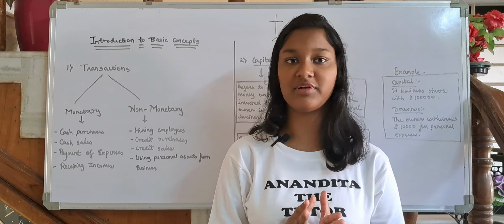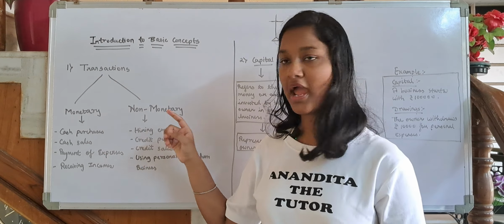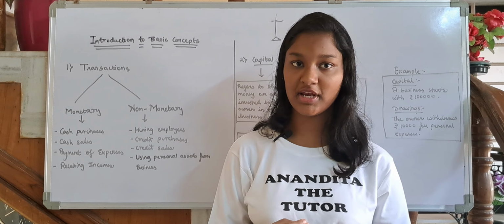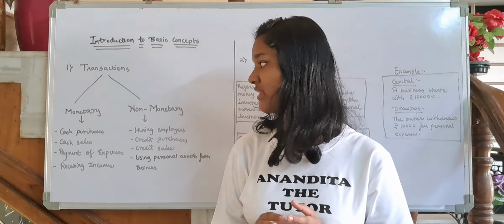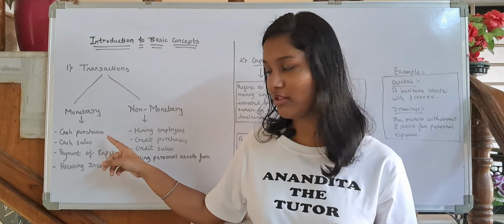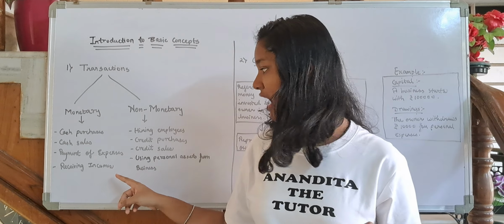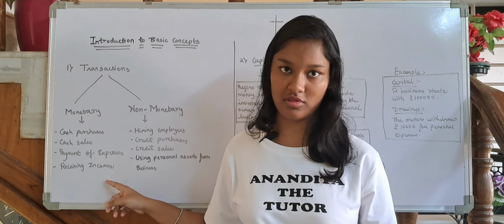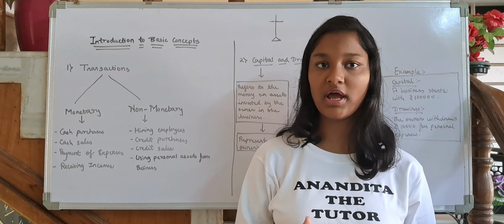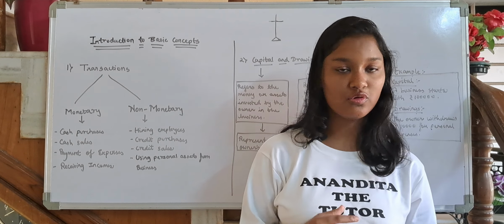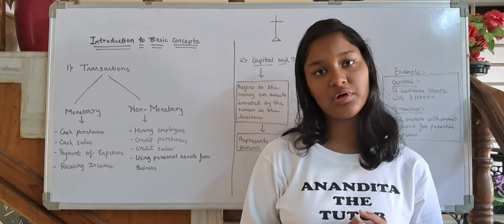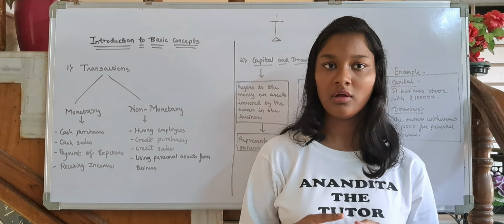Now there are two types of transactions. One is monetary and the other is non-monetary. What is monetary? When there is money included in that. The examples of monetary transactions are cash purchases, cash sales, payment of expenses and receiving of incomes. As I said, for cash purchases, I go to a grocery store and pay money to the shopkeeper. So that includes money, so it is known as a monetary transaction.